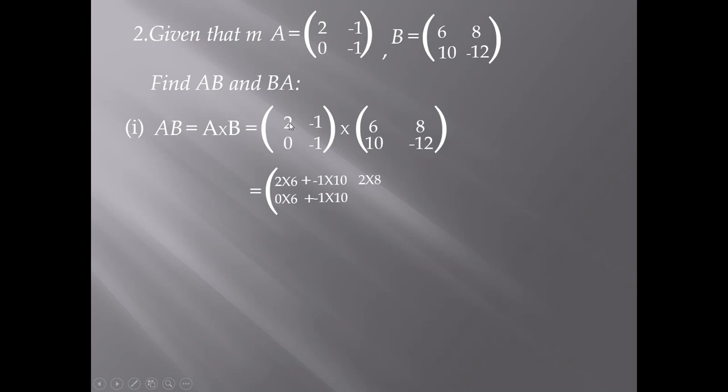We don't end at that. I will again get this: 2 times 8 plus negative 1 times negative 12. And then finally we shall look at the second row, second column. So 0 times 8 plus negative 1 times negative 12. Now once we get to this level, the remaining work is just computation. So this is 12, this is negative 10 giving us 2, this is 0, this is negative 10, this is 16 plus 12 giving us 28, this is 0 giving us 12.